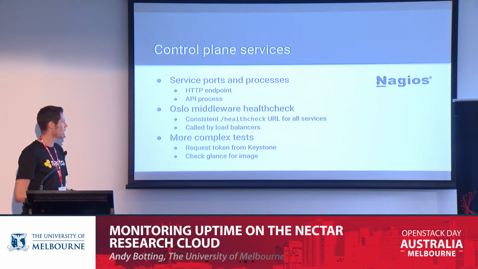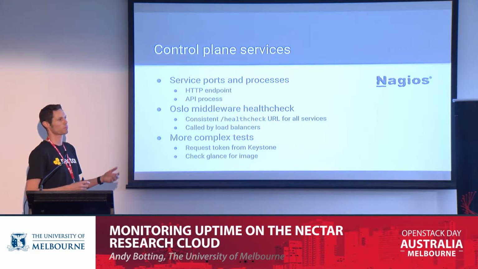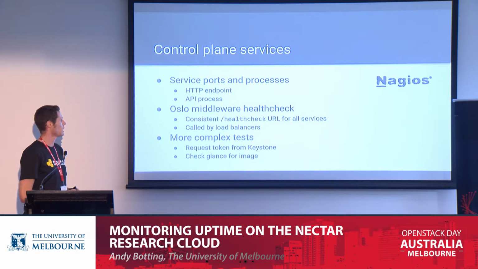We've also enabled the Oslo middleware health check. This is, for some reason, not enabled by default in OpenStack, but the Oslo middleware health check allows us to define a health check endpoint of the service. So we can call /healthcheck on any of our API endpoints, and it'll return an OK if it's OK. Otherwise, it'll return something else, depending on the state of the service.